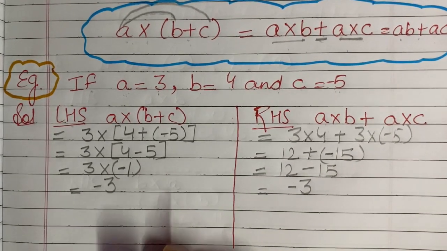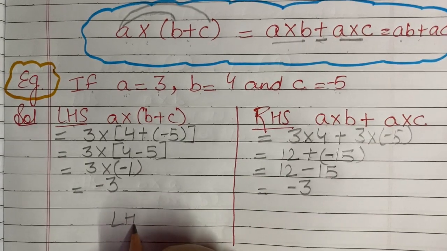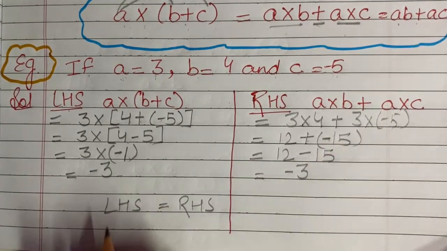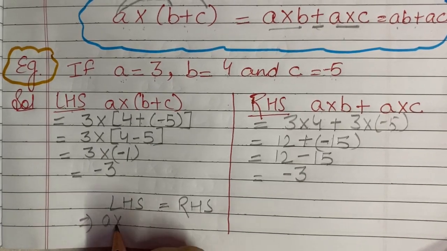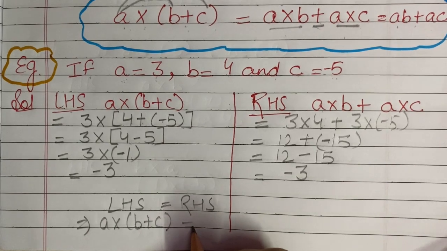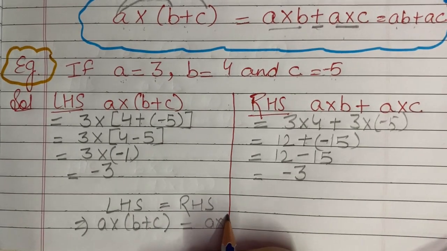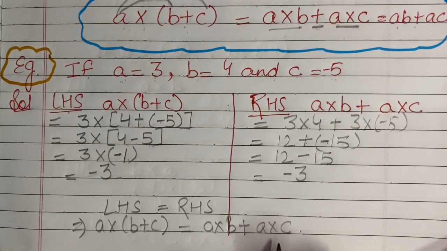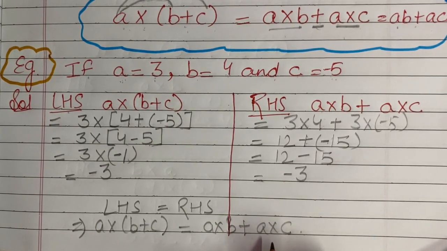So from here what have we got? We have got that LHS is equal to RHS. So this means a multiplied by, inside the bracket, b plus c is the same as a into b plus a into c. Hopefully this is clear to you.